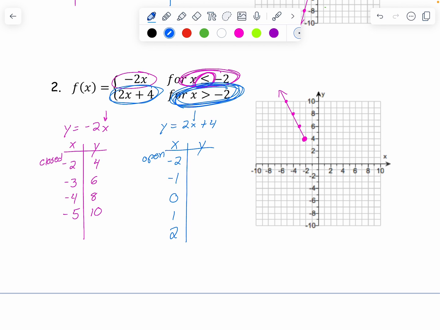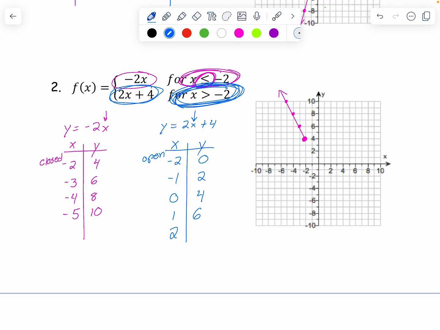So then when we plug them in, we are now plugging them into this x. So if we plug in -2, we have 2 times -2, which is -4, and then -4 plus 4 is 0. Then we plug in -1. So we have 2 times -1, which is -2. Then we add 4, that gives us 2. Then we plug in 0. 2 times 0 is 0, plus 4 is 4. Plug in 1. 2 times 1 is 2, plus 4 is 6. And we really probably don't need to go any further.